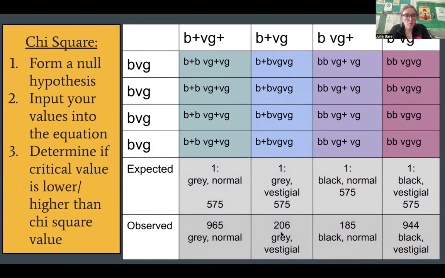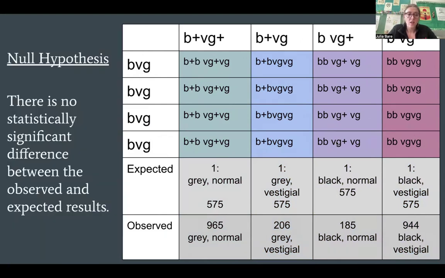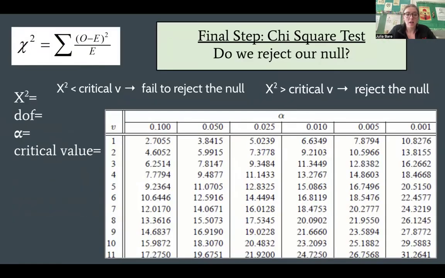So this is the point where you would do a chi-squared test. Make sure if you're going to do a chi-squared test, you form a null hypothesis, you input your values into the equation, and you determine if the critical value is lower or higher than the chi-squared value. Now, our null hypothesis would be that there is no statistically significant difference between the observed and the expected results. Our chi-squared values, these are the things that you need to calculate, and this is how you would determine if you fail to reject the null or if you reject the null.